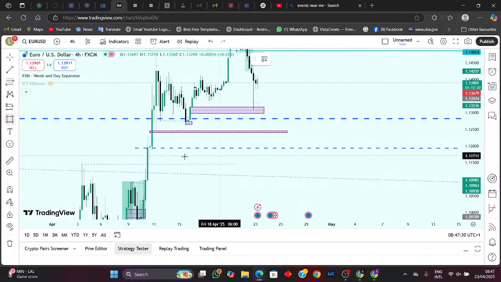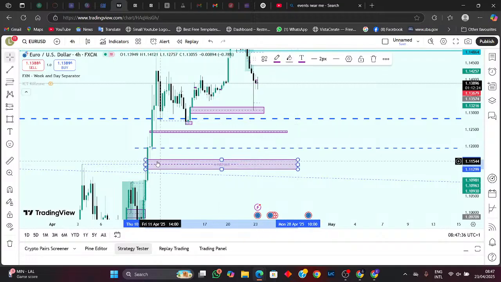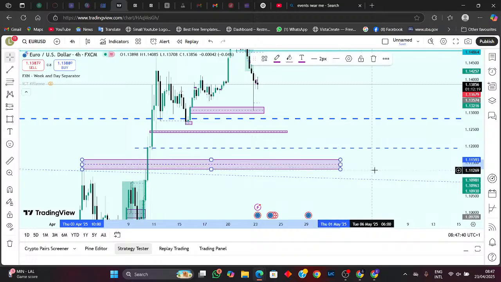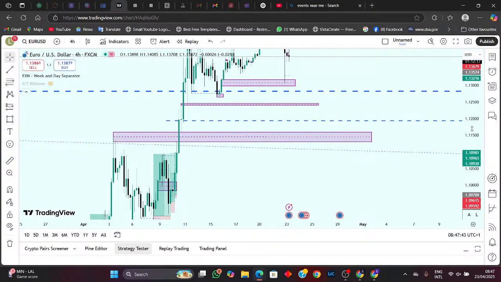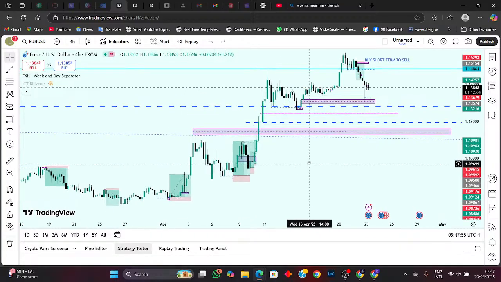Or it will likely reach out to this zone right here. This is more of an IOFED, where you have a recent high here, and then a fair value gap happening into the recent high here, showing it violated, right? So this will be a very, very strong region to look out for.